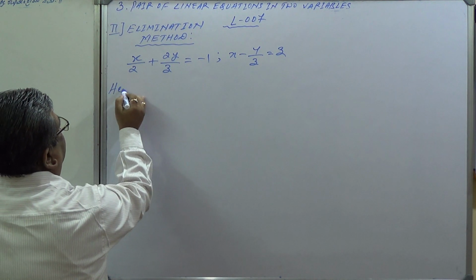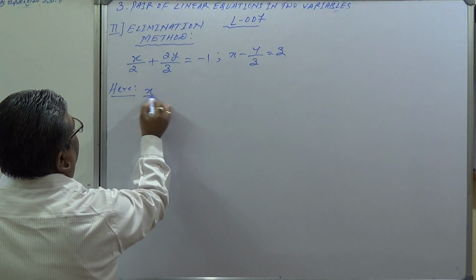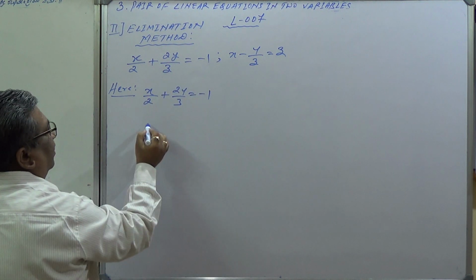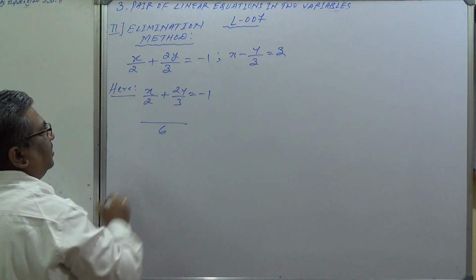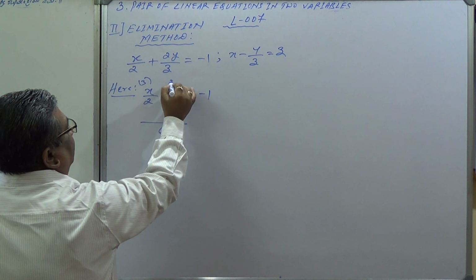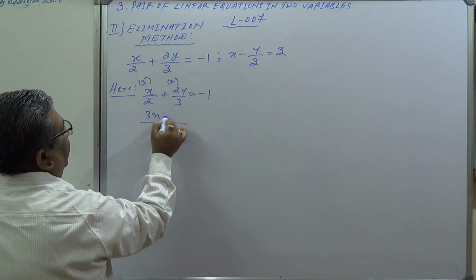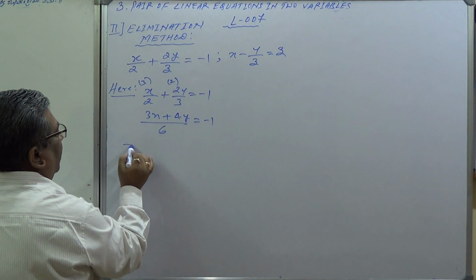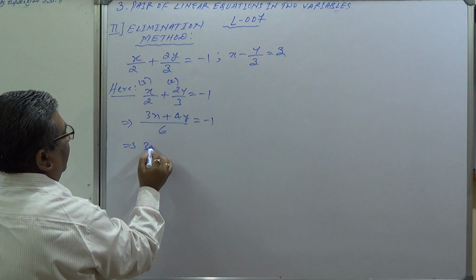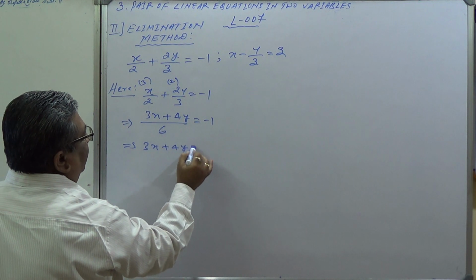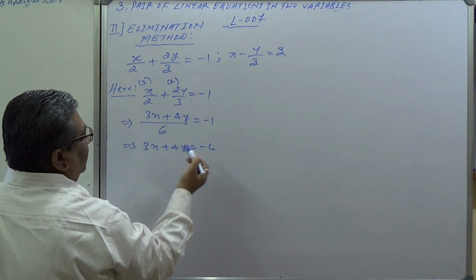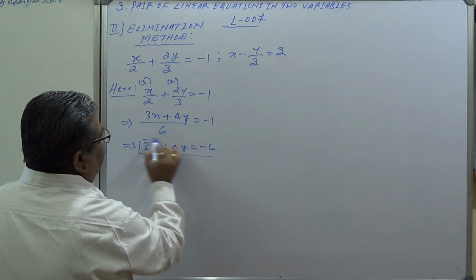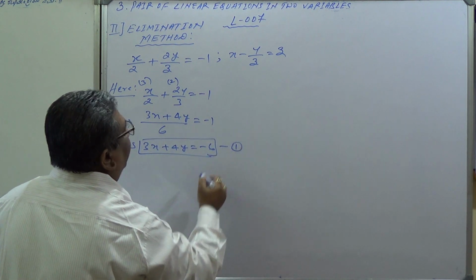Here, x by 2 plus 2y by 3 equals minus 1. LCM is 6. 2 3s are 6, 3 2s are 6, so 3x plus 4y equals minus 6. So this is equation number 1.